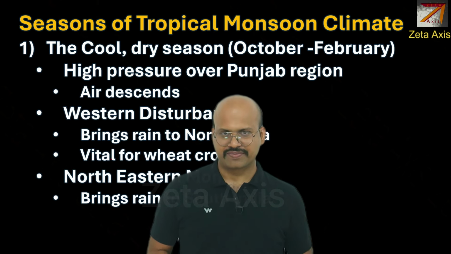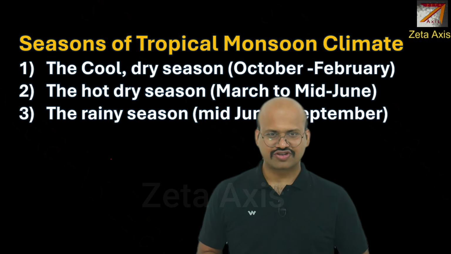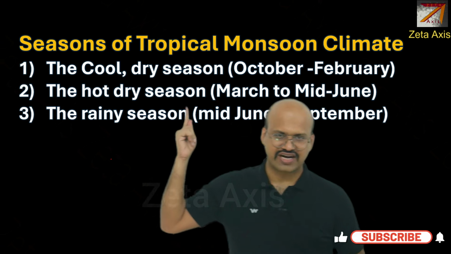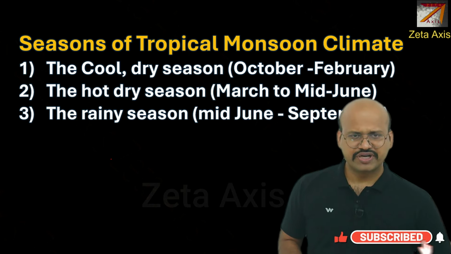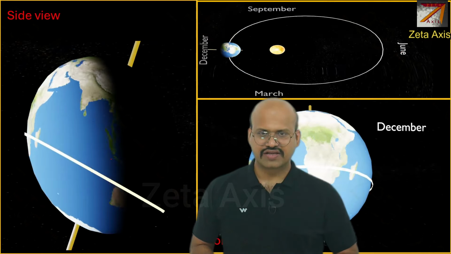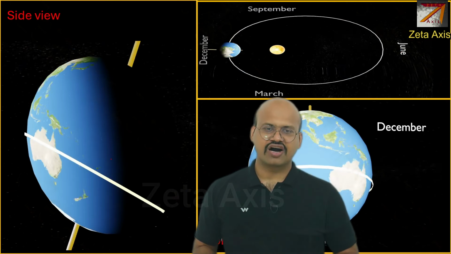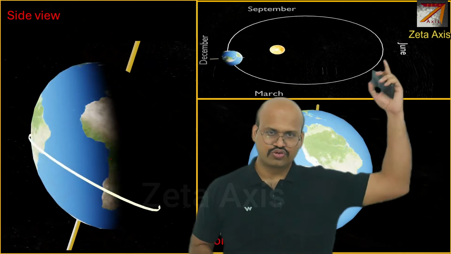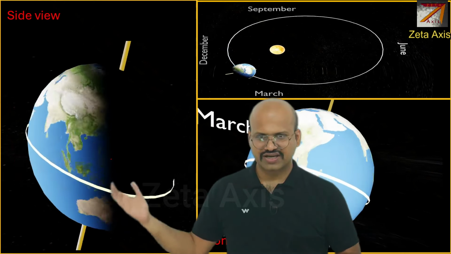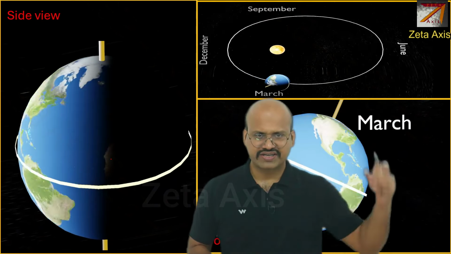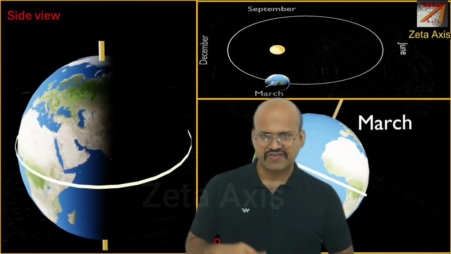Now let's focus on the second season of our tropical monsoon climate, that is the hot and dry season, which starts from March and lasts till mid-June. We've already seen that in the Earth's orbit, when it moves from the December to June period, the sun, which is in the southern hemisphere, will start to move in the northern hemisphere, and when it reaches March, it is on the equator.